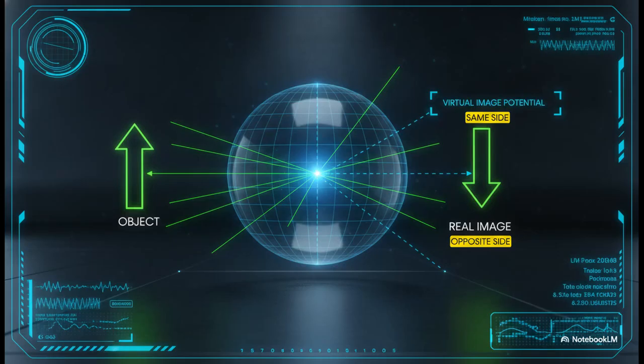Now, here is a massive gotcha that trips people up all the time. When light passes through a refracting medium, the rules of geometry literally flip compared to mirrors. Think about it. For a mirror, real images form on the same side as the object, because the light bounces back at you. But in refraction, the light travels right through. Therefore, real images form on the side opposite the object, while virtual images form on the exact same side as the object. Definitely keep that locked in your memory banks.